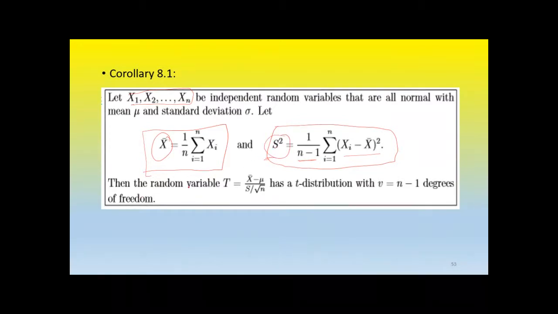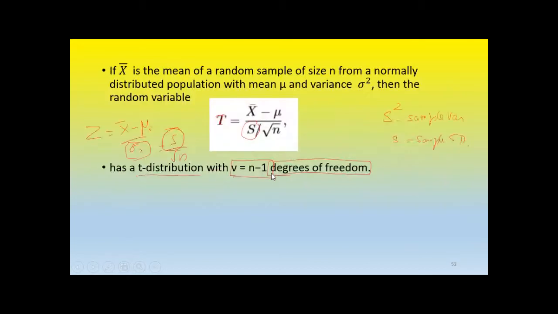Okay. Then the random variable t. This is for n random variables, and the average of all the random variables is x bar, and their variance is s square. Then the random variable t has a t distribution, small t, with the degrees of freedom n minus 1. So that's the theorem, the corollary.